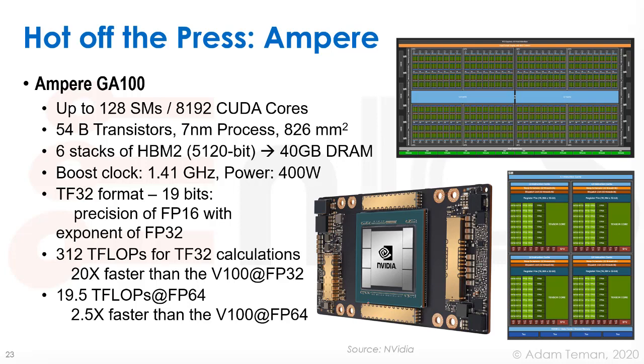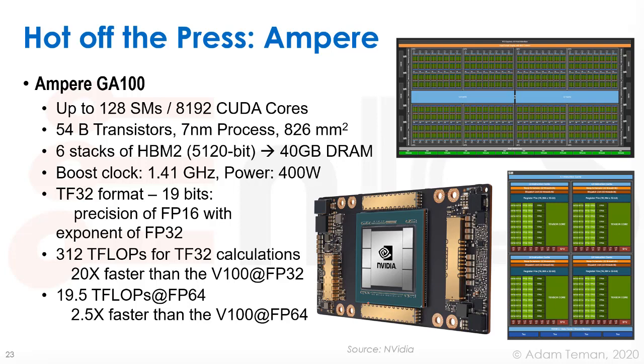So here we have up to 128 streaming multiprocessors and 8,000 CUDA cores on the chip. It has 54 billion transistors in a 7-nanometer process, and its size is 826 square millimeters, which is just about as big a chip as you can get on a reticle. It has 6 stacks of HBM2, which has a bus 5,120 bits wide.